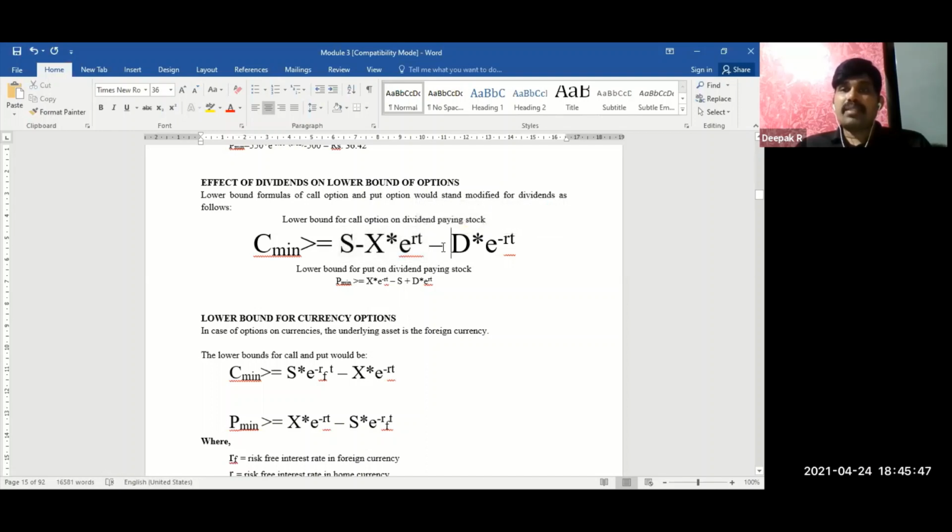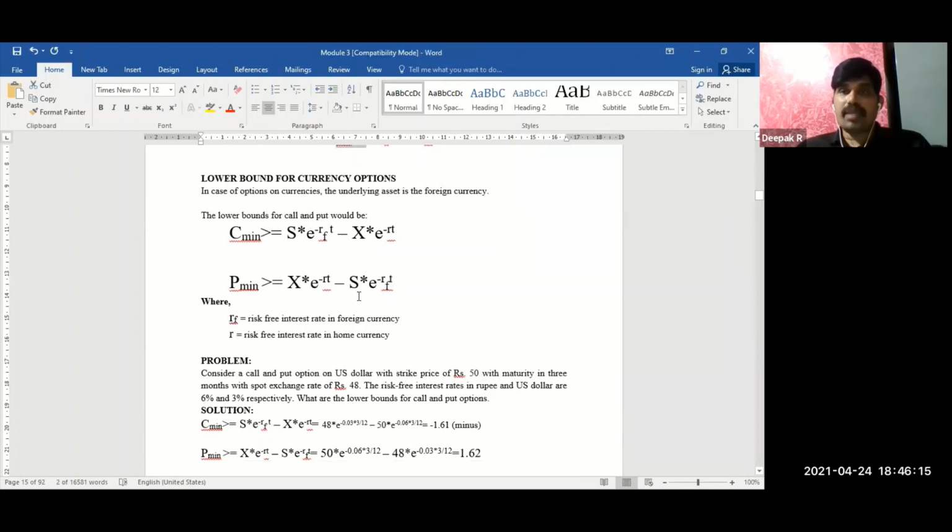If the company is giving a dividend, and we always said that whenever we go for futures or forwards, whenever we calculate the present value, dividend is always considered as a benefit. Benefit should always be deducted. So when we deduct the dividend, if dividend is given in rupees, for example, we will be able to take this formula, and calculate the lower bound as well as the upper bound for the call options as well as the put options.